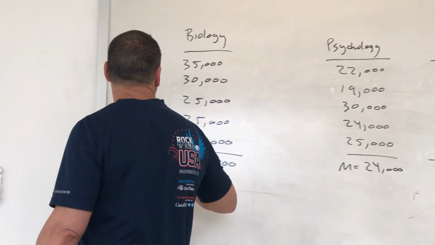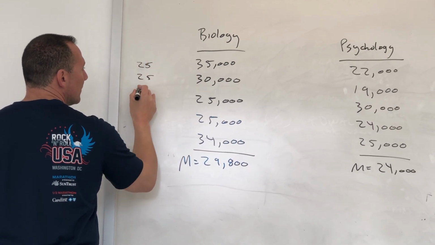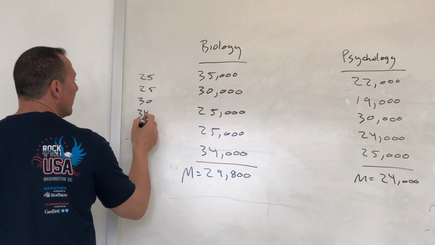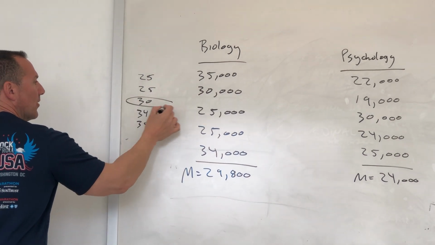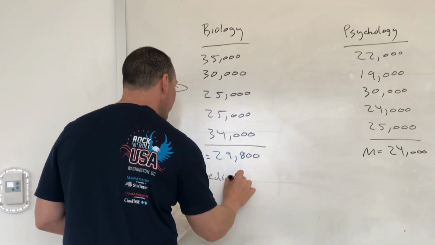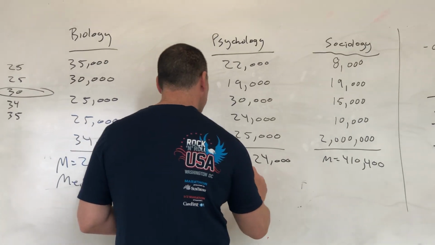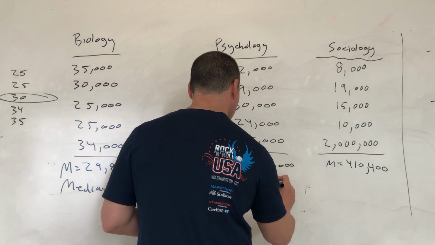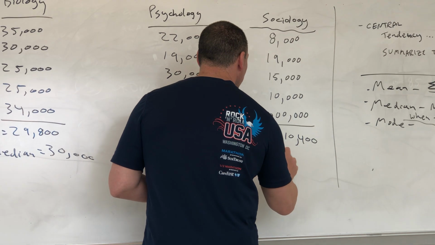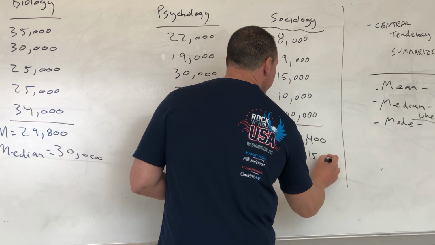So if I take the biology scores and I arrange them in order, that's 25,000, 25,000, 30,000, 34,000, 35,000. And the number that's in the middle is 30,000. So here, the median equals 30,000. The median for psychology is 24,000, same as the mean. Nice when that works out. And the median for sociology, the middlemost number, is 15,000.